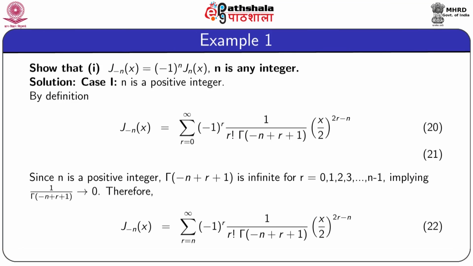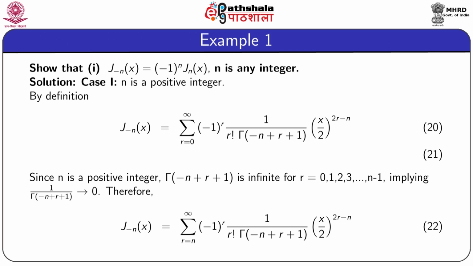We now start with the example where we have to show J_{-n}(x) = (-1)^n J_n(x), where n is any integer. In case 1, we consider n to be a positive integer. Then by definition, J_{-n}(x) is equal to summation r equal to 0 to infinity (-1)^r times 1 by r factorial Gamma(-n + r + 1) (x/2)^(2r - n), given by equation 20.